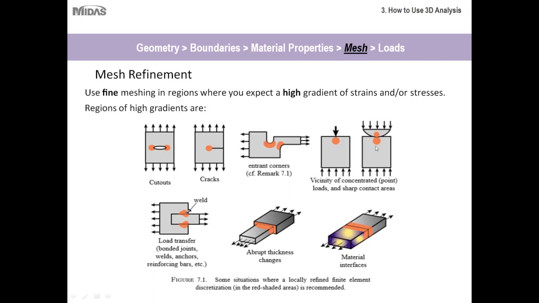Concentrated points, so if you have any point or distributed loads, any sort of areas that experience any type of loading, you'd want the mesh to be finer. And then if you have any sort of welds, for example, much strain is placed on these welds here, that's where cracking would occur, so the mesh would be finer in those areas. Abrupt thickness changes, material interfaces, so say if you have any sort of changes in, for example, soil strata, you'd want the mesh to be a little bit finer, or soil structure interaction, you'd also want the mesh to be finer there as well.